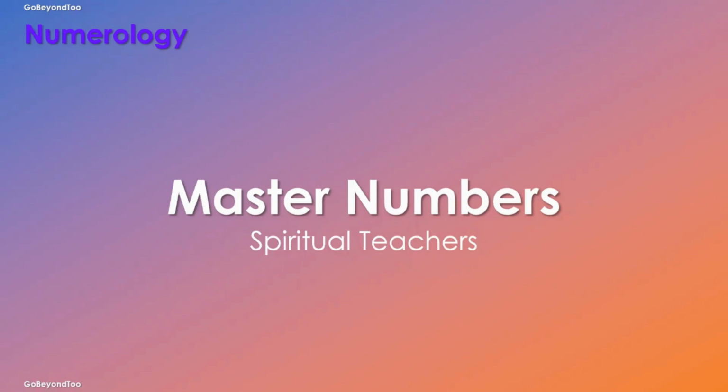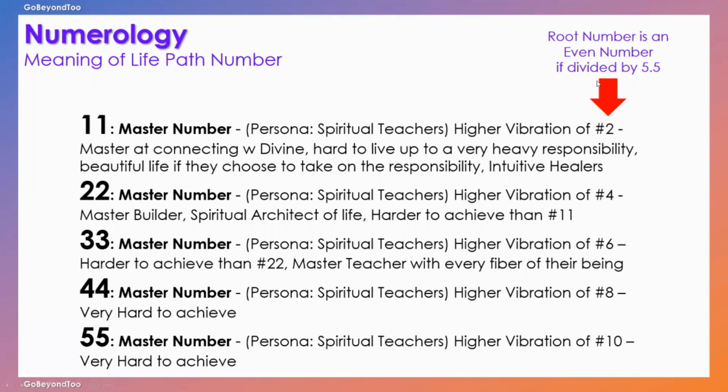Master numbers, finally. Let's talk about spiritual teachers. Life path numbers that end up with number 11 through 99 have master numbers. Master number 11, of course, they are spiritual teachers. They are the higher vibration of number 2. They are masters at connecting with the divine. They are very hard to live up to. They have a very heavy responsibility. They have a beautiful life if they choose to take the responsibility.